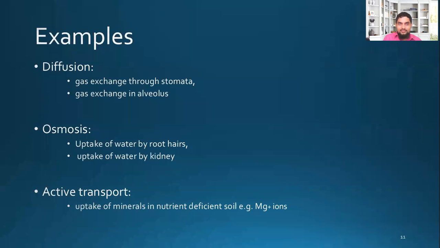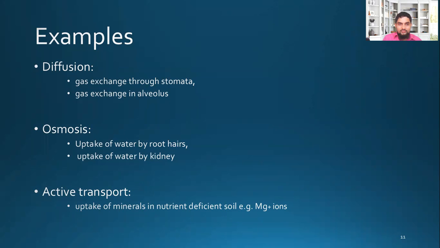Here are some additional examples. Again, I want to just review the three concepts. Diffusion, you're talking about the movement of molecules, and it doesn't have to do with movement through a semi-permeable membrane and so forth. Examples include gas exchange through the stomata. And in human beings and animals, we have gas exchange occurring in the alveoli all of the time. So diffusion is something all around us and we're experiencing it on a daily basis.